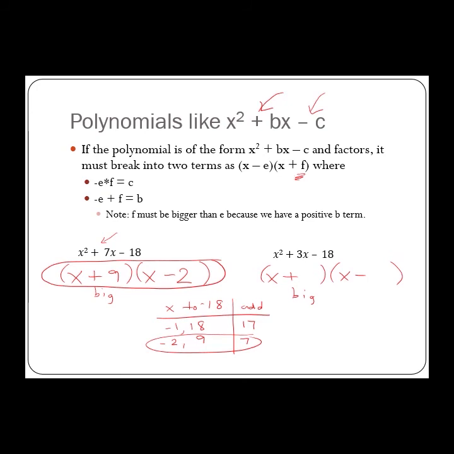We need to keep going over here because we need to somehow get a 3. Negative 3 and 6. That gives us a 3. So 6 and 3. So notice I gave you examples where they both end in 18, but we have different numbers that we have to combine.